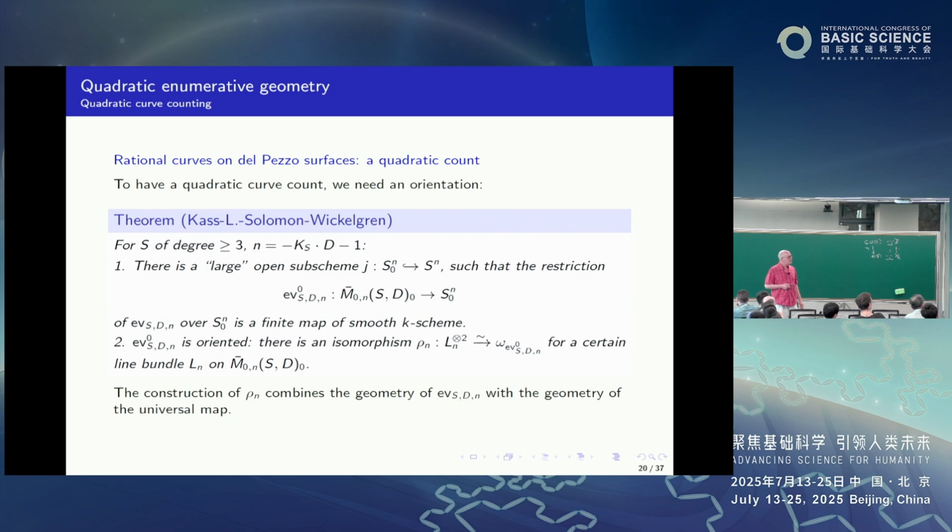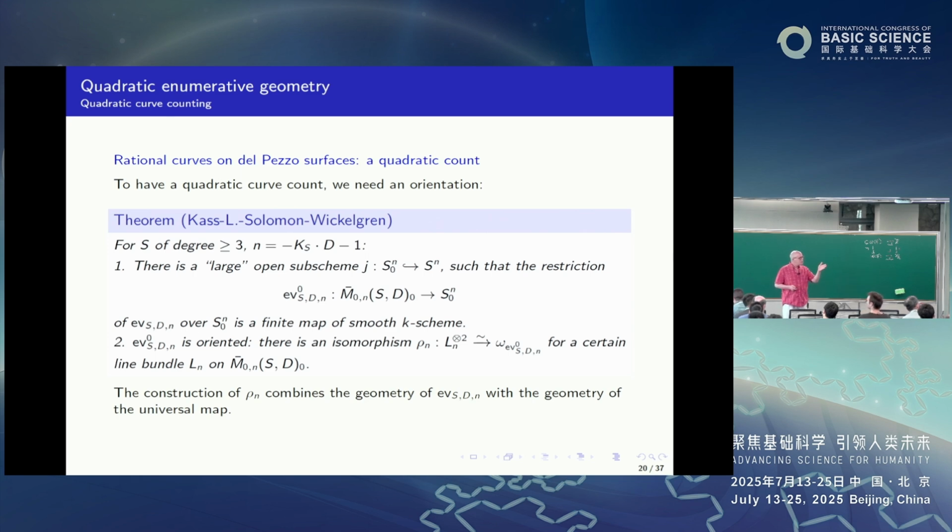Okay, so with Jesse Cass and Jake Solomon and Kirsten Wickelgren, we gave a quadratic version of this theory. We do exactly the same thing. That's the principle. You just follow your nose with what other people did, and you want to calculate the quadratic degree of this evaluation map. What do you need? You need an orientation in order to do that.